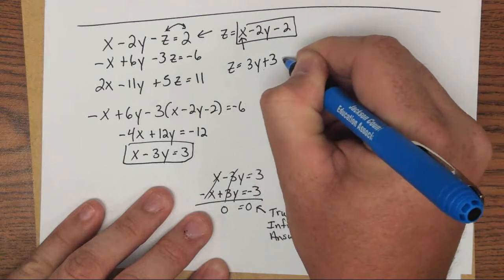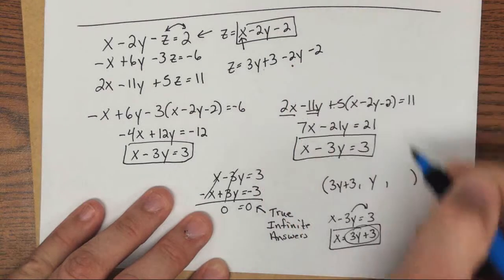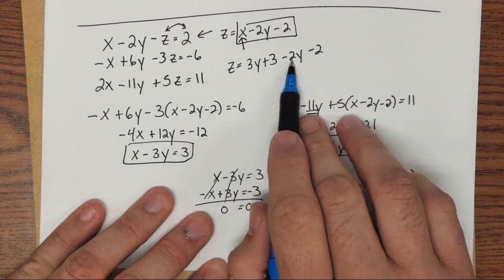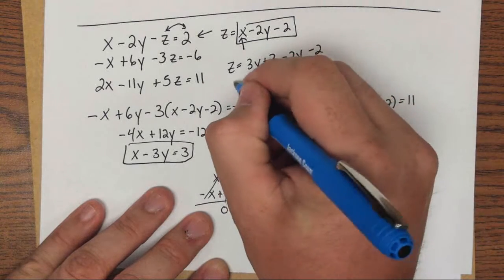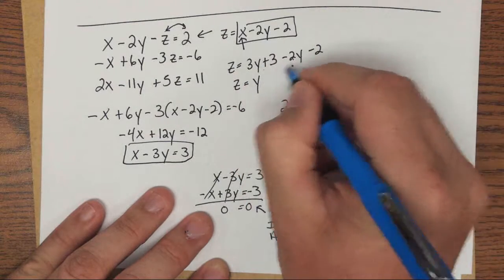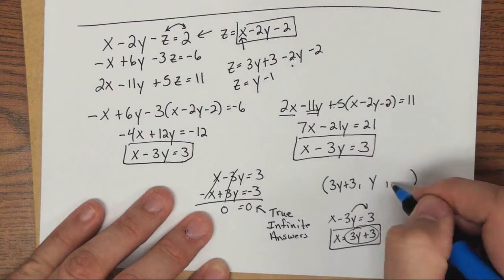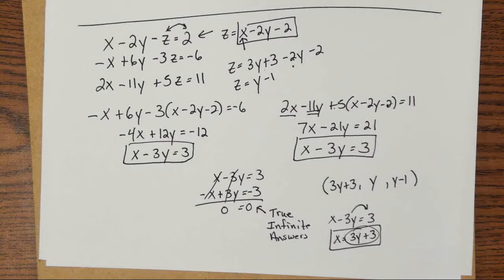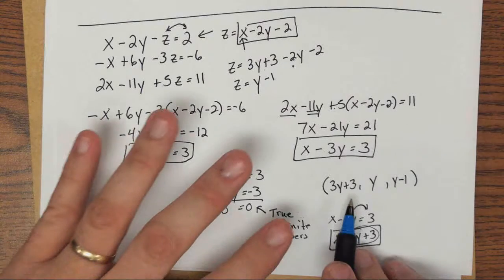Very similar to the method that you used before. So now your z is equal to 3y plus 3 minus 2y minus 2. Combine like terms, you get 3y minus 2y is 1y. 3 minus 2 is 1. So z is equal to y minus 1. So that's your answer in terms of y. That's all your answers. And that was kind of scattered, and that's the part that's going to take some getting used to. But let me show you this.